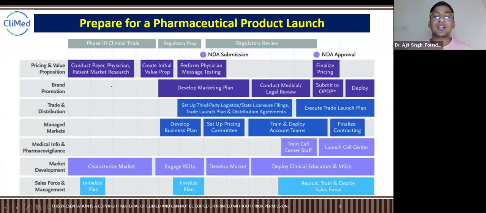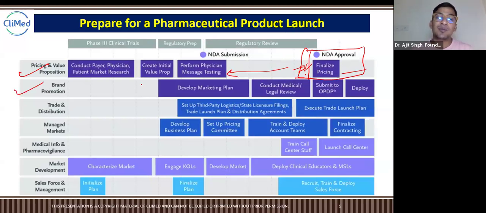So the first thing is pricing and value proposition, which we will do throughout the activities, throughout phase 3 clinical trials and regulatory preparations. And once we get NDA approval, we finalize the price. I mean, we means the marketer or the manufacturer finalize the price at that time. Once we get the NDA approval, immediately they finalize the price based on their previous research, throughout the period.